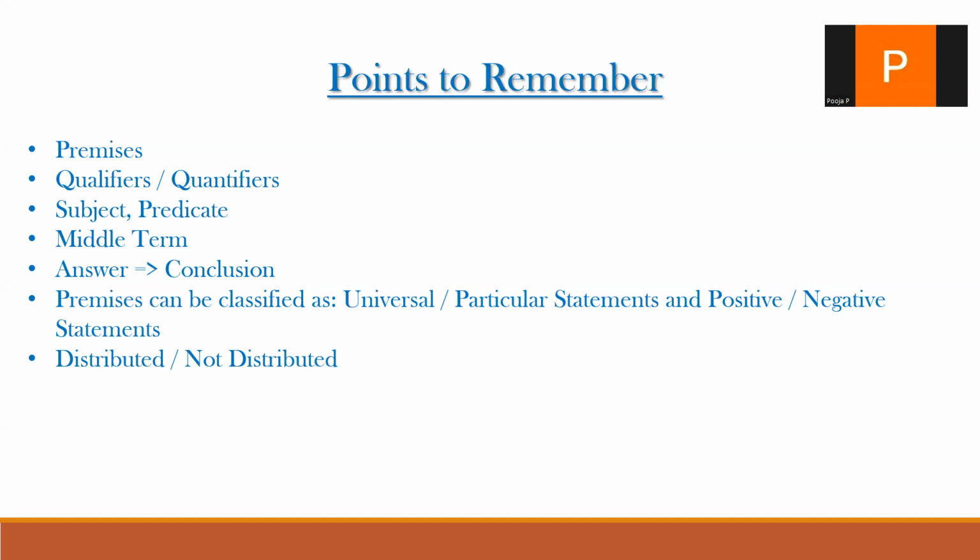Two of them will definitely come. One is either universal or particular, the other will be positive or negative. Every statement should have one of these two categories for sure. So two things for sure, the kind of statement and the positive or the negative part of the statement. Based on that, we will decide if it is distributed or not with respect to the subject or the predicate. Are all of you clear with this much? These are your basics.